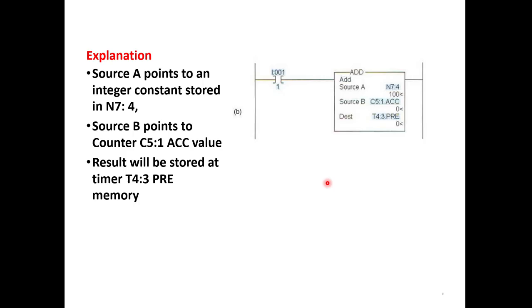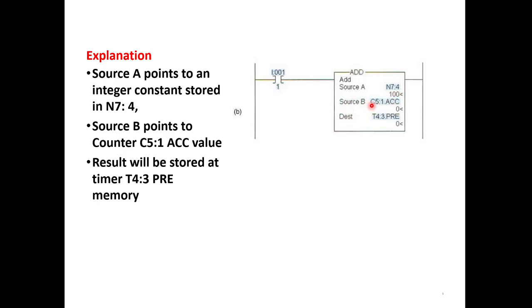Now, this is an addition block. Once you press this button, maybe it's an input, it will do an addition. In addition, you have a source A and a source B, and you have a destination. It will add source A to source B and store the result in the destination. Source A is an integer memory address, N7:4, and you have a value here, 100. Maybe you have stored it earlier, and you add it to source B.